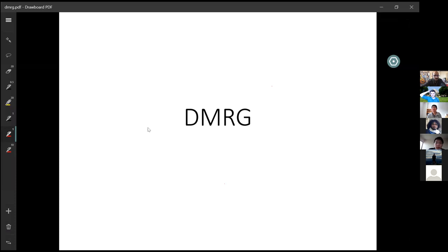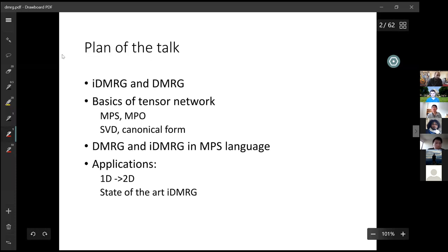So today I'm gonna introduce the numerical algorithm called the density matrix renormalization group, or DMRG. Okay, let me start by explaining the plan of my talk.